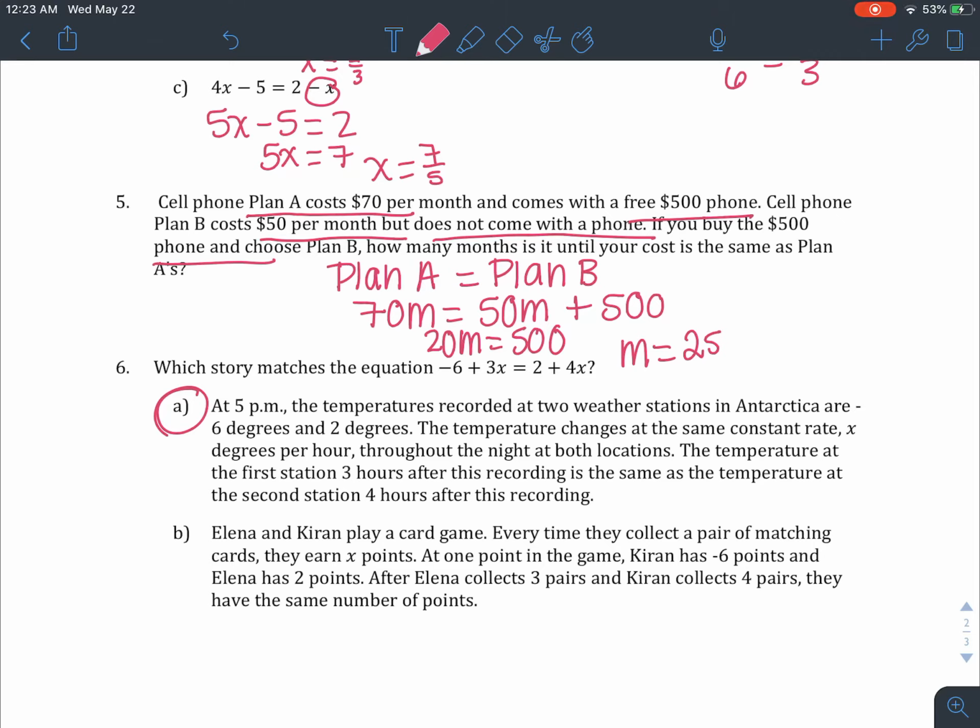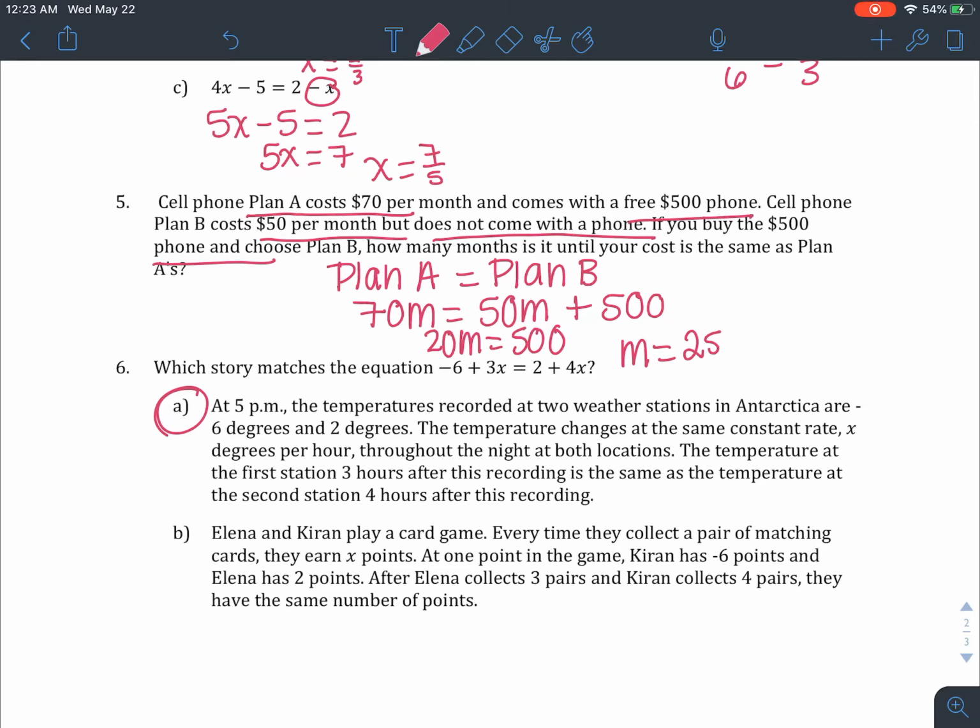And the temperature at the first station 3 hours after the recording is the same temperature at the second station 4 hours after the recording. Okay, so that's kind of looking at the per hour. And we're also looking at that we started at -6 degrees and we started at 2 degrees. So -6 degrees is at the one temperature station and 2 is at the second station. Okay, so that's why that would be A.